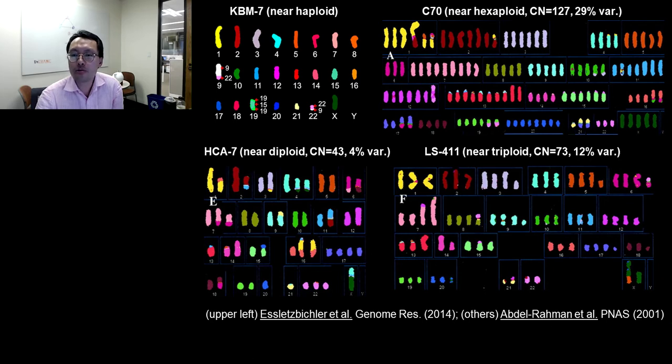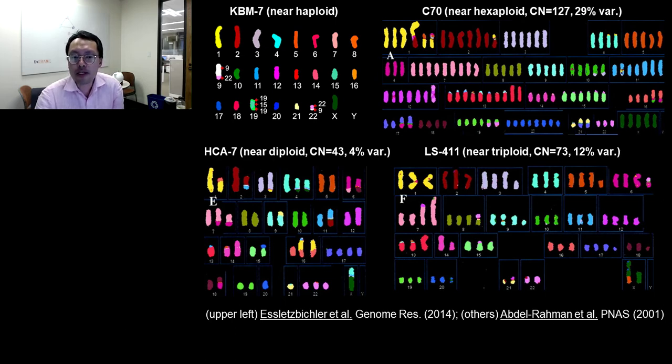In addition to the numerical aberrations in the number of chromosomes, there are also extensive structural abnormalities in the composition of individual chromosomes, shown as the individual chromosomes made up of different colors.